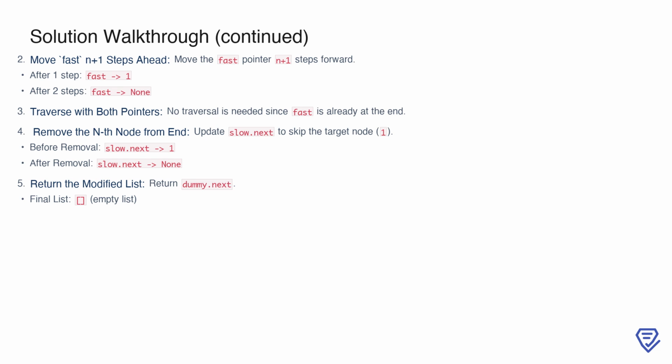Before the removal, slow.next points to the node with value 1. After the update, slow.next points to none, effectively removing the only node in the list. Finally, we return dummy.next, which in this case is none, representing an empty list. This concludes the step-by-step execution for all examples.